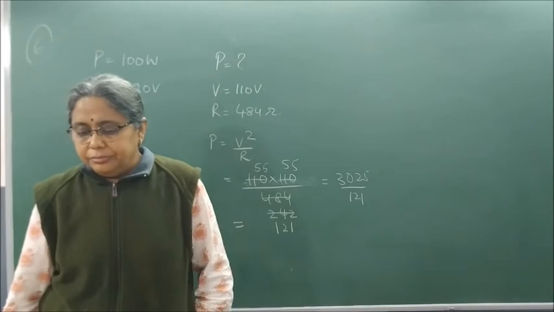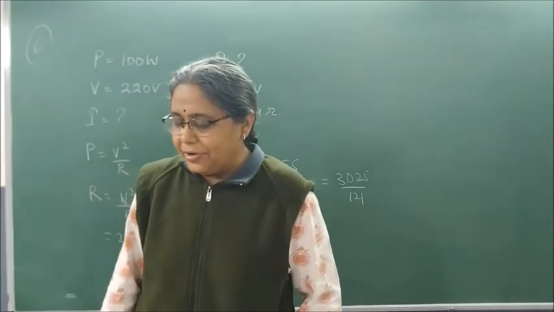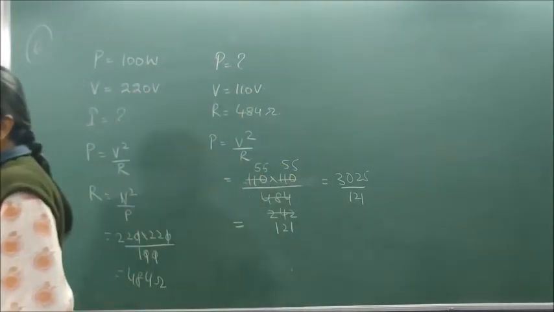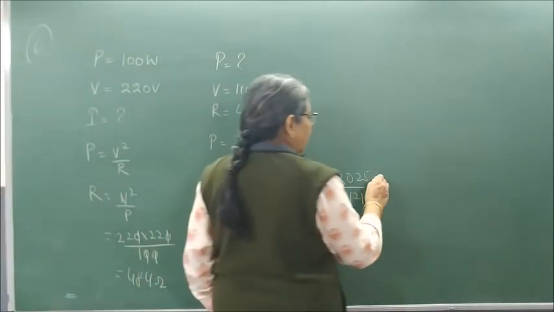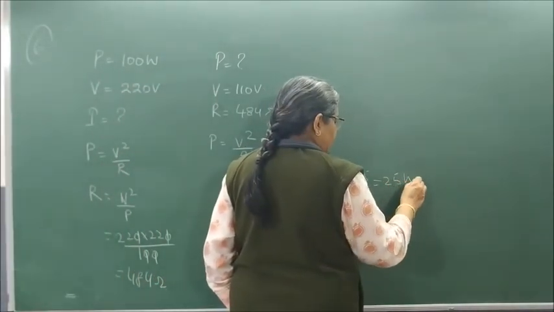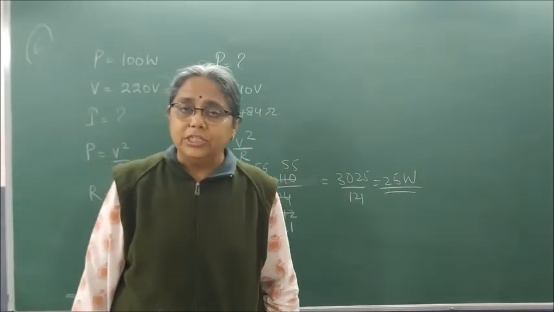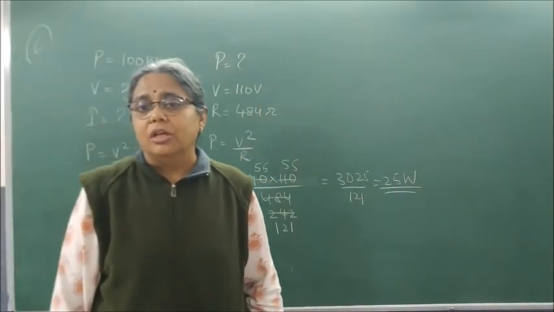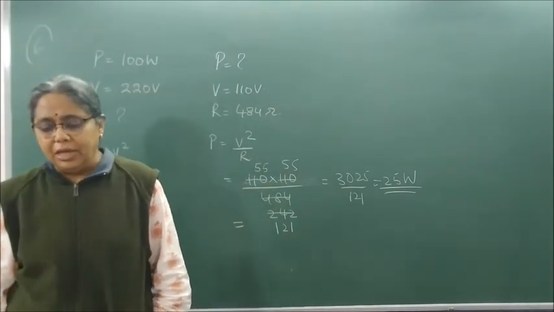Check the answer. Maybe 100 is not there, 75, 50 is also not there. So it is either 75 or 25. Divide. 25. So your answer is what? 25 watts. Now you understood why it is not 50 watt, because if the voltage changes, what also changes? I also changes. What we were doing? We were using the same I.